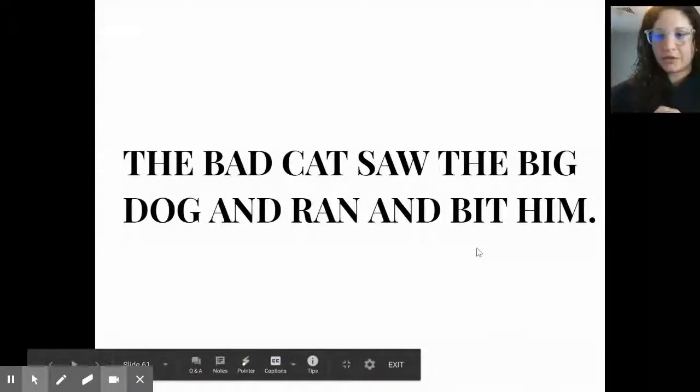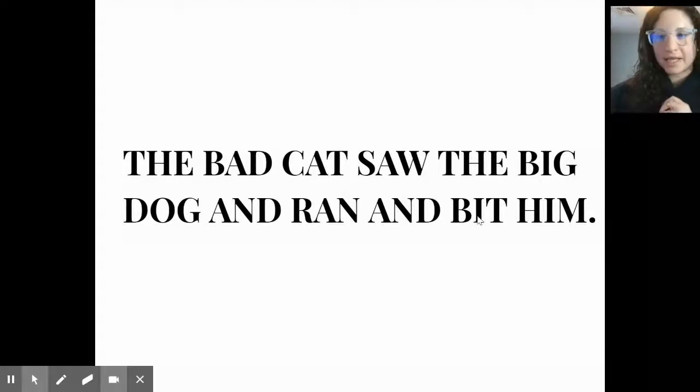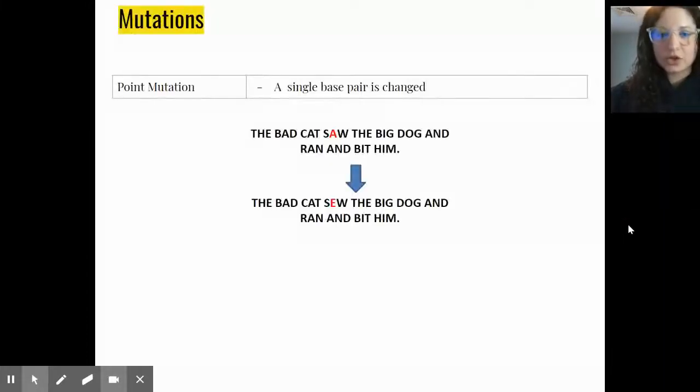So before we get into different types of mutations, I have this sentence right here. The bad cat saw the big dog and ran and bit him. So hopefully what you noticed about this sentence is that each word in this sentence is made out of three letters, just like our codons do when we are transcribing and translating. So we're going to use this sentence to show how mutations might affect this particular gene. So what I'm saying is I'm comparing the sentence to a gene that you have in your body.